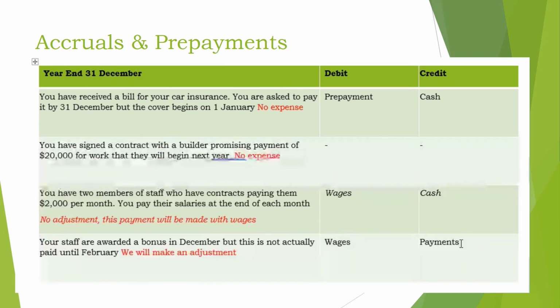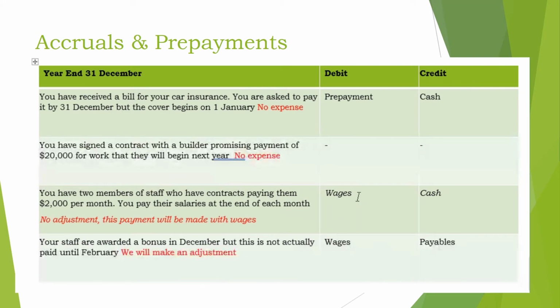And that should be, let's just change it to payables. So these are your payables. These are also called, in the good old days, your creditors. So therefore, if your staff are awarded a bonus in December, not paid until February, at the 31st of December we will make an adjustment. We will debit wages, we'll include it in wages, and we will credit payables.